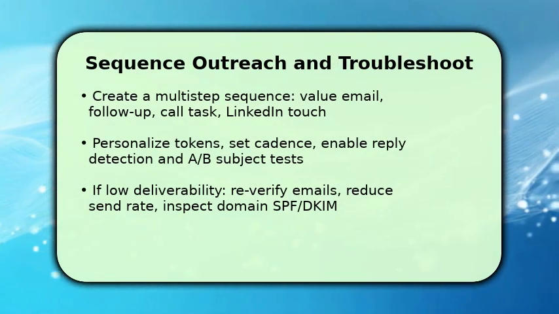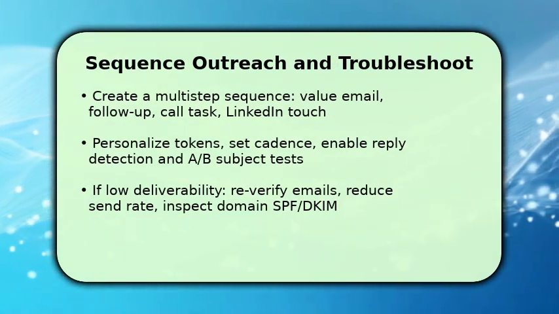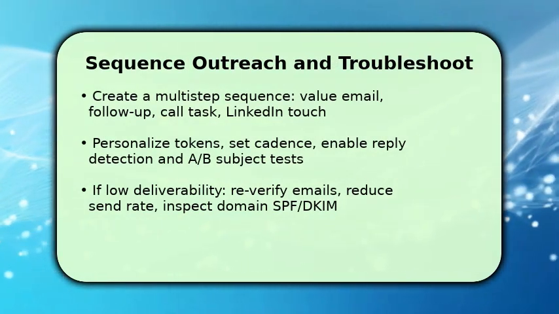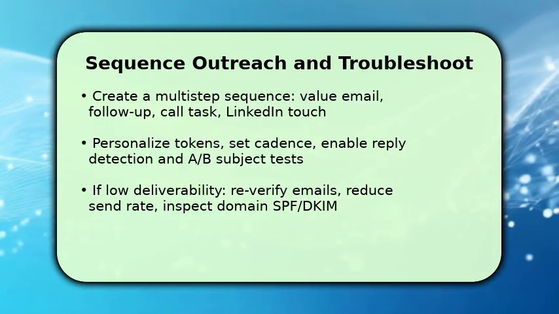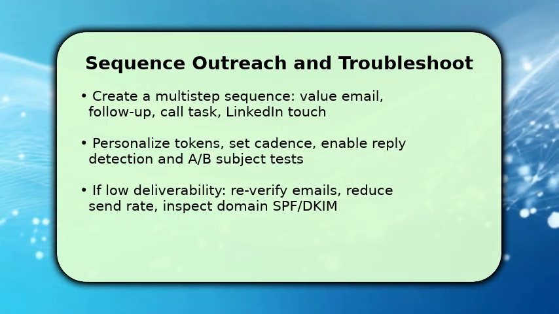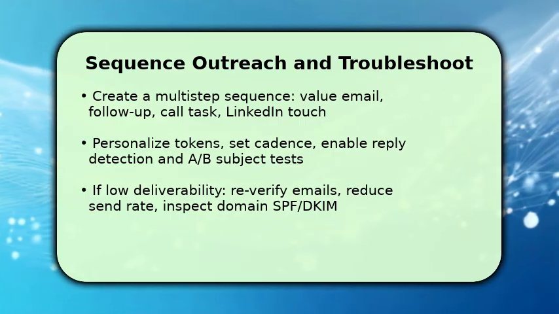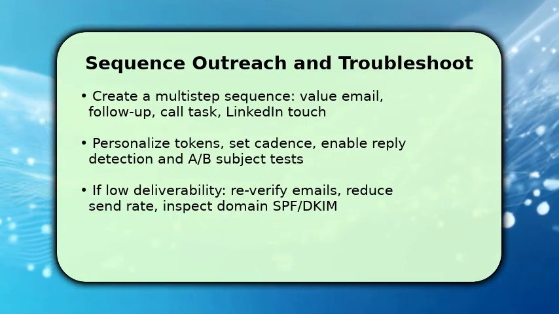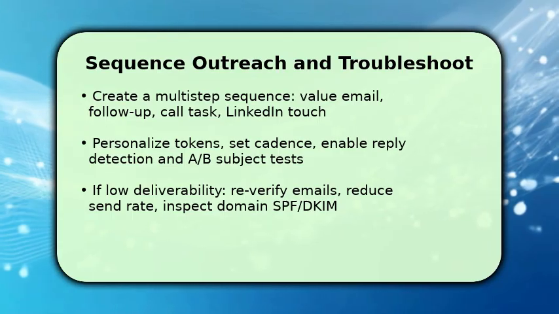You finish by authoring a concise sequence: opening value email, a brief follow-up, a call reminder, and a LinkedIn nudge. Personalize with tokens and a short custom line explaining why you're reaching out. Set a measured cadence and enable reply detection so threads stop automations.